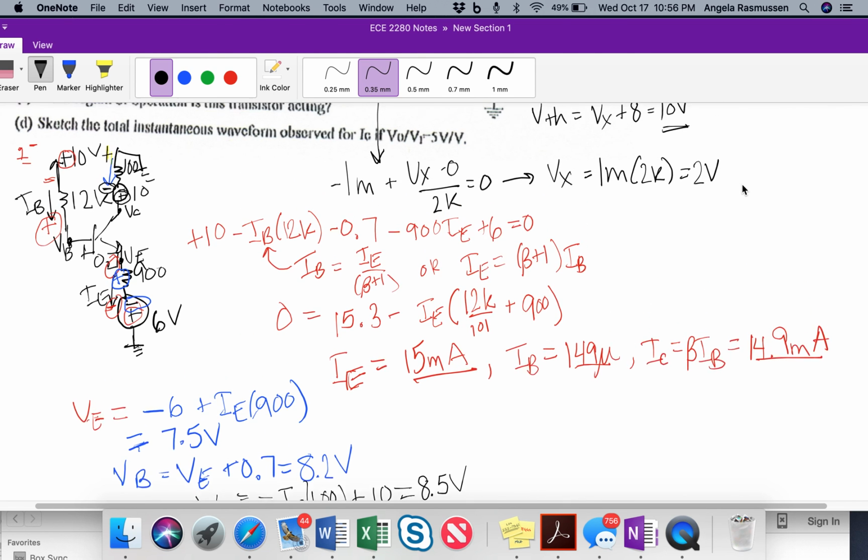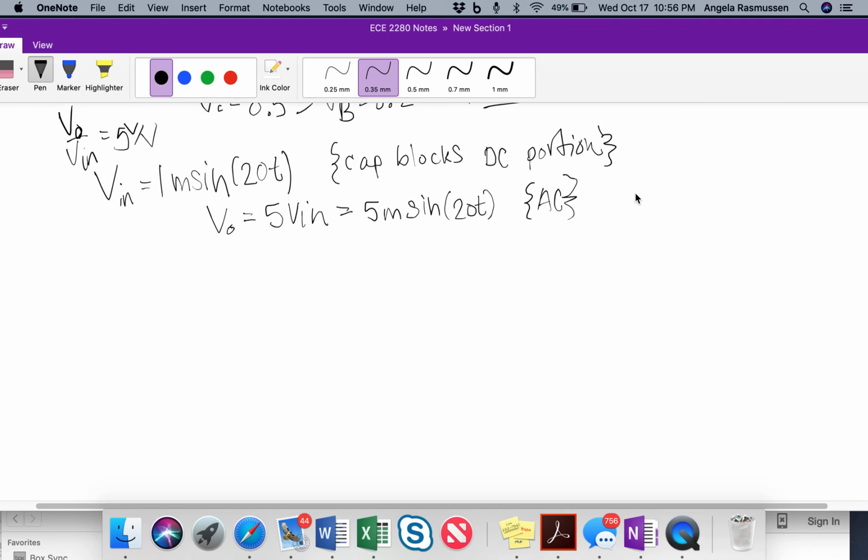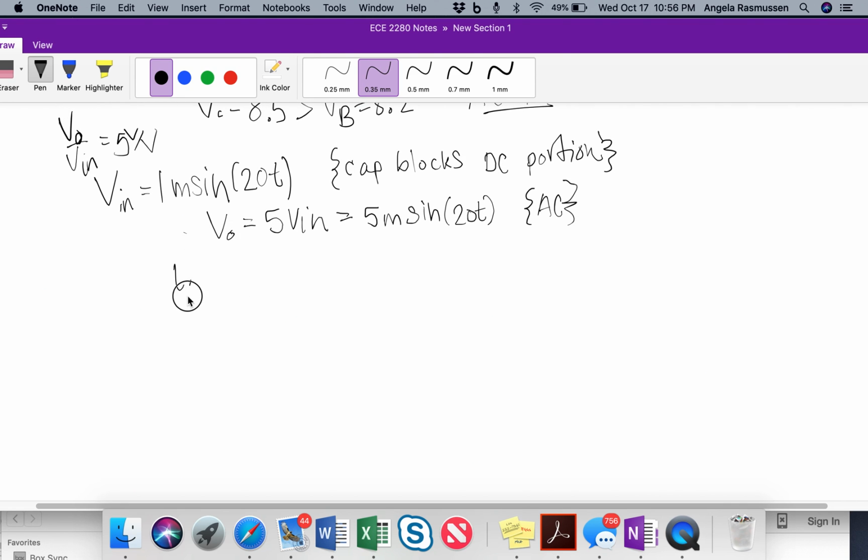actually first off, this value for the AC current is going to be the 5 millisine, draw it down below. So the AC current, so the current at the collector in AC is 5 milli sine 20t divided by 100 in parallel with 1K. So that value ends up being 55 micro sine 20t.